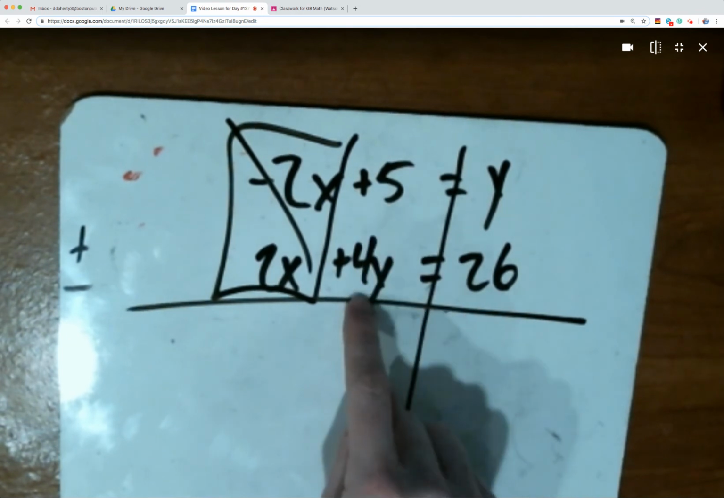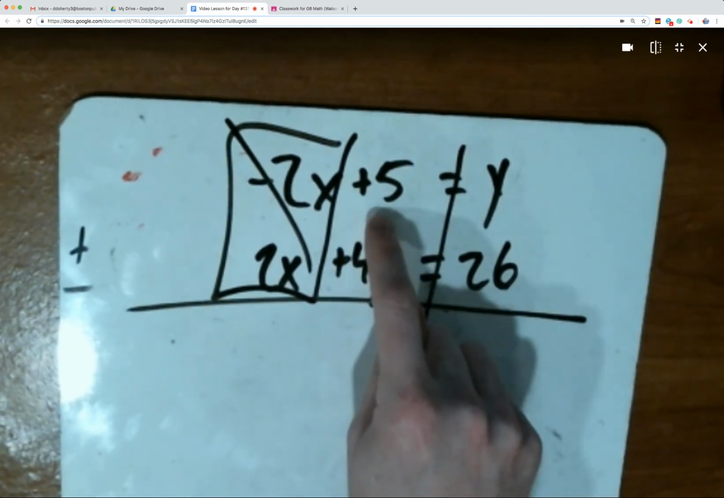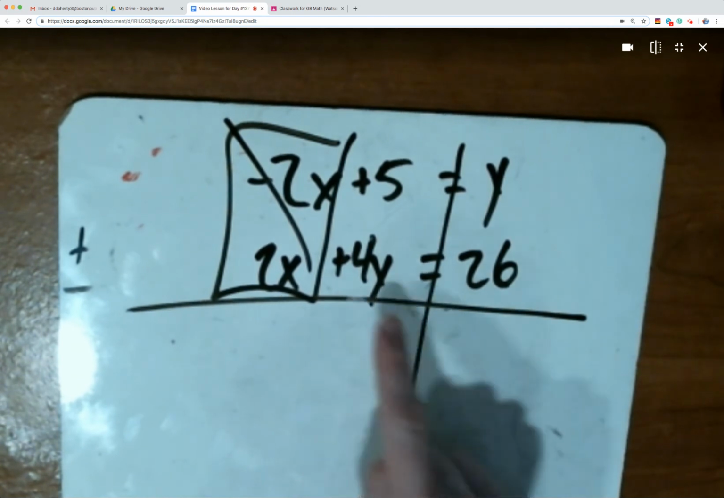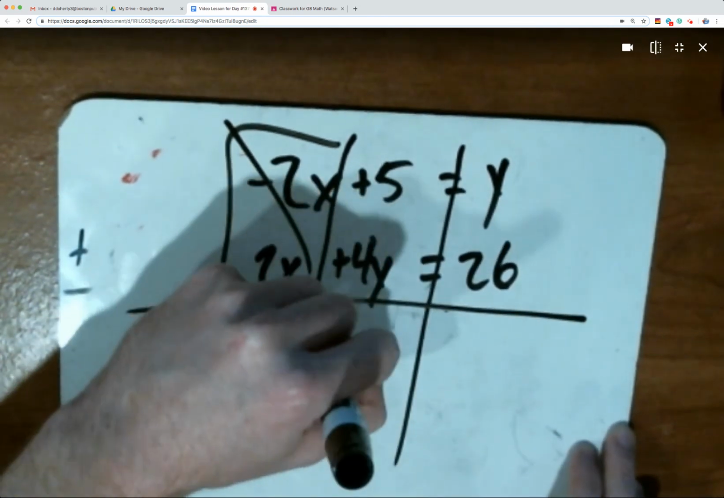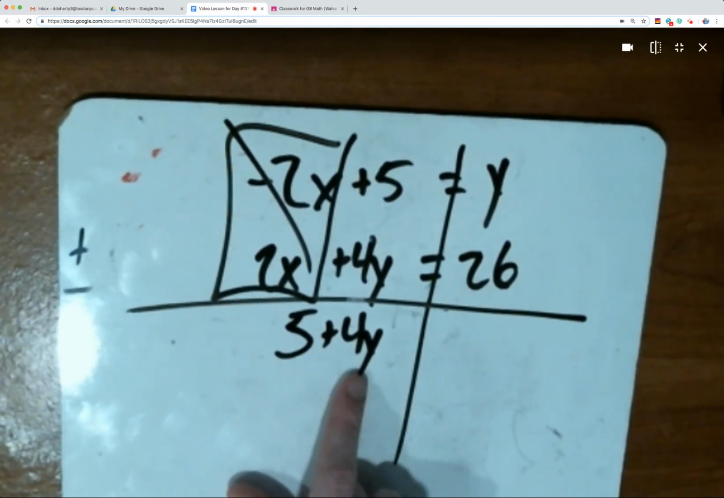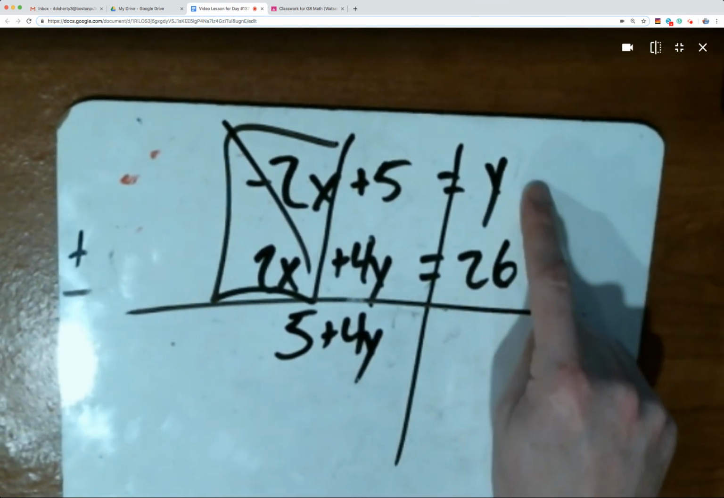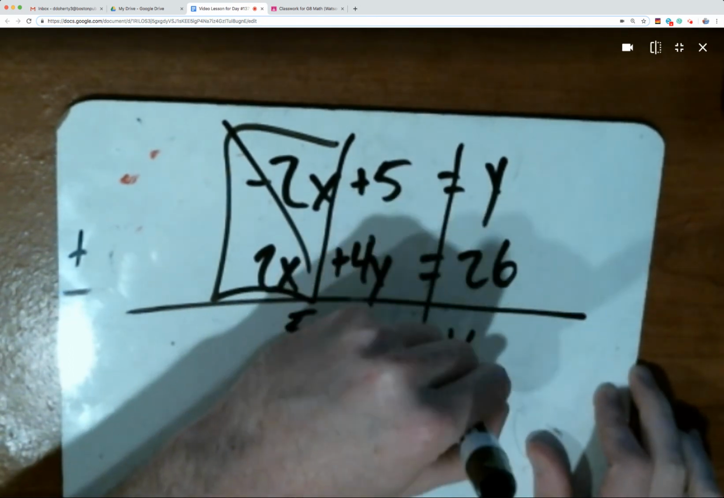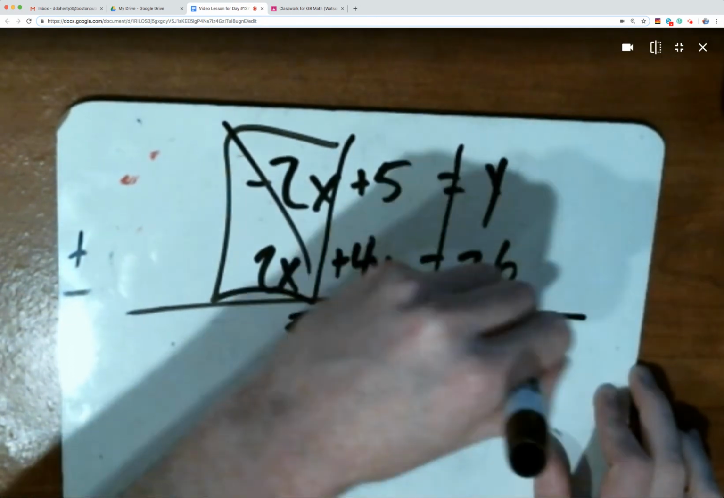When we go to add these equations, the x's eliminate. But this time our variables are on different sides. The 5 from this equation is on the left expression with the positive 4y, so we can't add those together. We just represent this as 5 plus 4y. Over here, y and positive 26 are not like terms, so that's just represented as y plus 26.